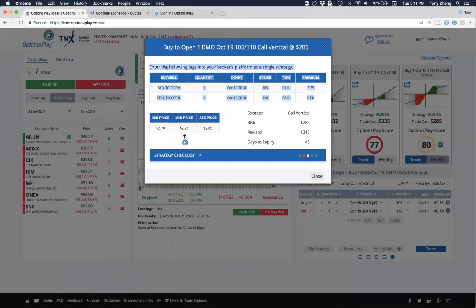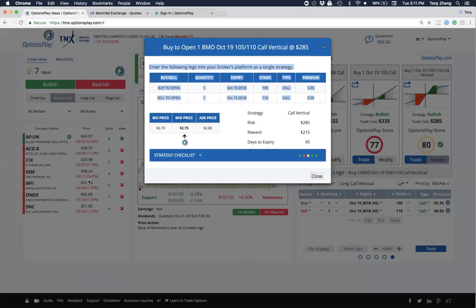If you've never traded a spread before, I recommend you call your broker and say, can you walk me through my first spread trade? They should be able to help you enter that order properly, because it does vary from broker to broker. Make sure you call your broker up and have them walk you through it.